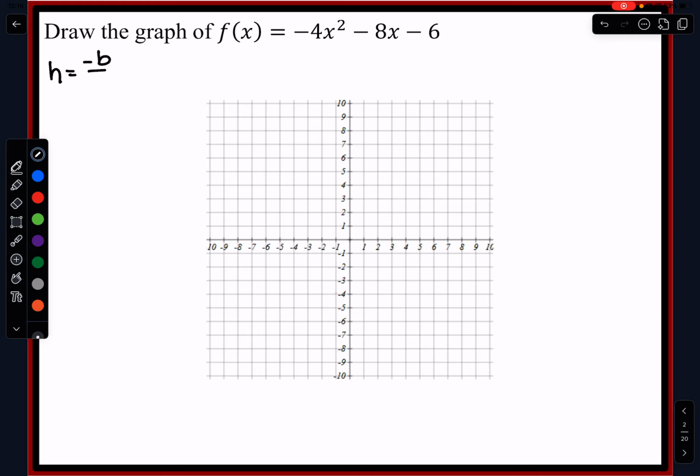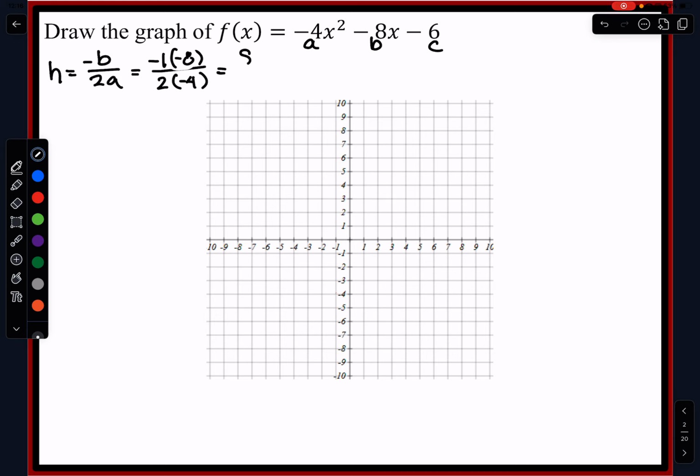Negative b divided by 2 times a, which is negative 1 times the value of b divided by 2 times the value of a. Now the values of a and b come from the quadratic function itself, where this value is a, this value is b, and even though we're not using it, the value of c is the constant. So substituting in negative 8 for b, and substituting negative 4 for a, we can identify what the horizontal shift is by simplifying this expression.